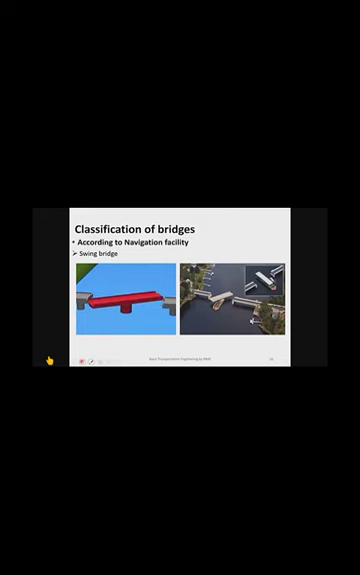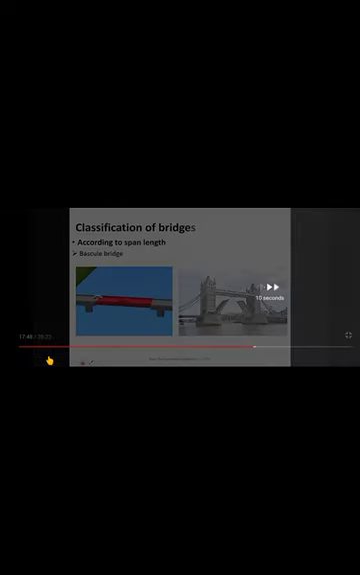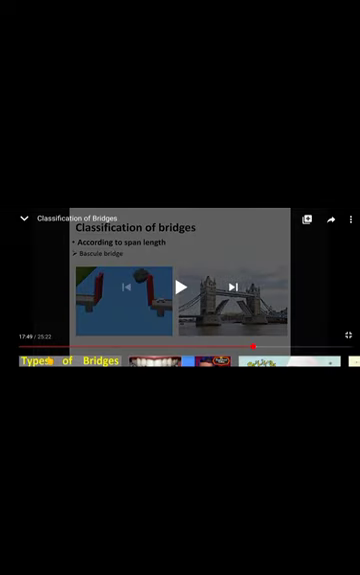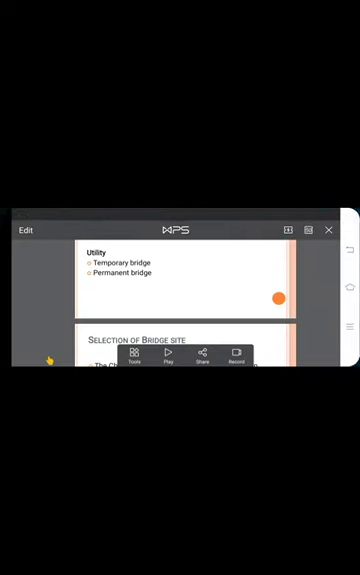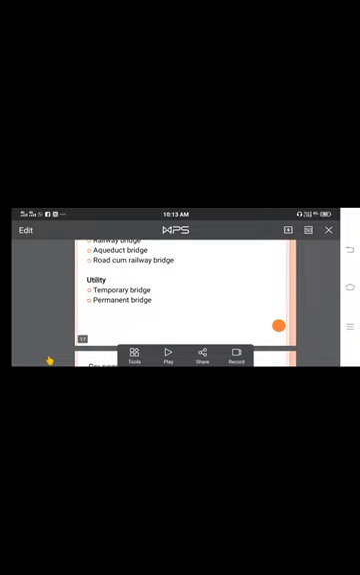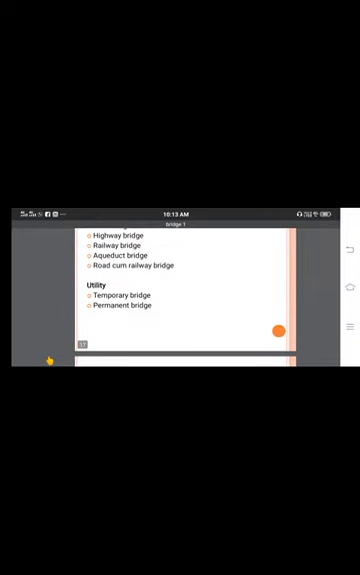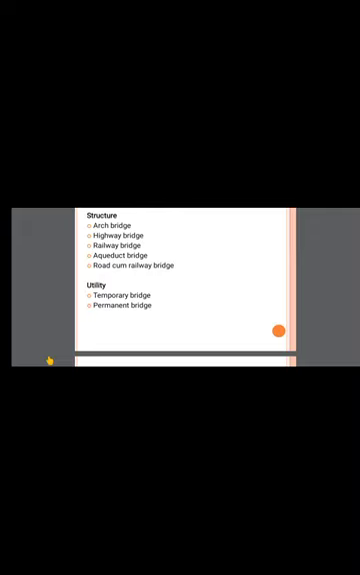Swing bridge. This bridge has a function for both the movement of the vehicles as well as the movement of the boats. So again there are many classifications, but we'll stick to our syllabus. So these are the broad classifications of bridges that we studied.